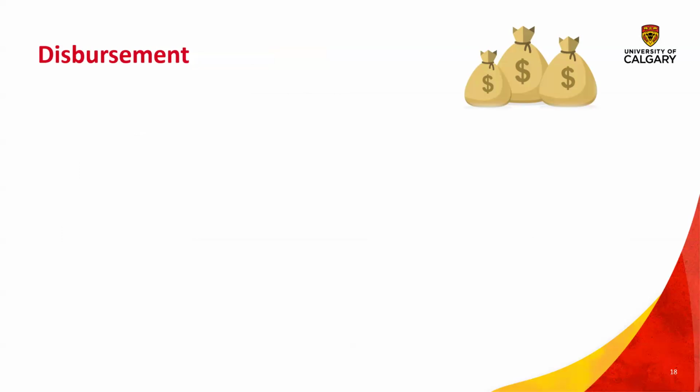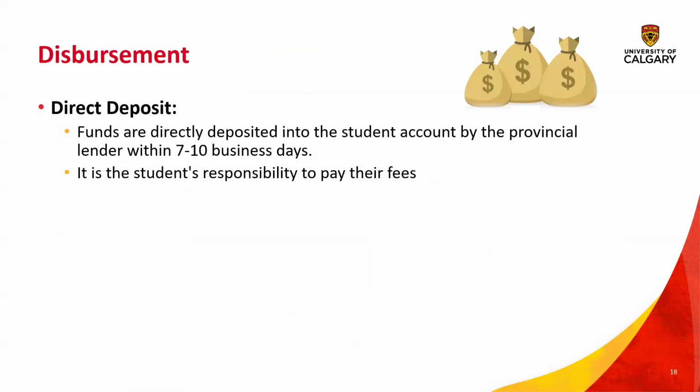Once a student's enrollment has been confirmed by our office, students can expect to receive their funding within 7 to 10 business days. The University of Calgary does not request the government to send funds to us directly. That is common for some institutions, but not U Calgary. Funds are normally deposited directly into the student's account, and it is then the student's responsibility to pay their fees.